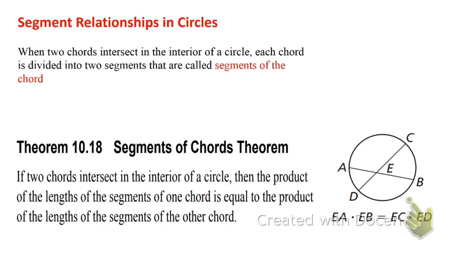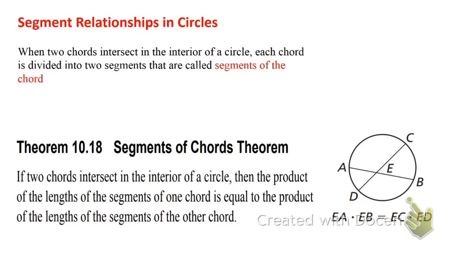All right. Okay, we are going to be talking about different relationships between segments that can be drawn in and around circles. And the first types we're just going to look at are segments of chords. And so when you look at that picture down below, you can see that there are two chords drawn. They intersect at point E.